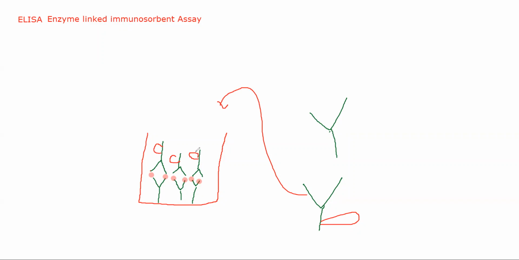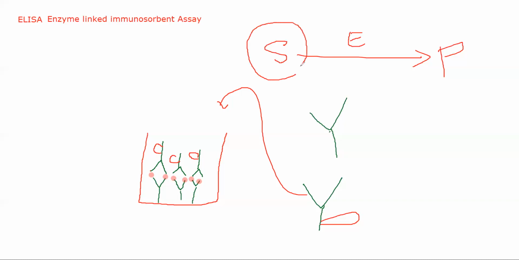Now this enzyme, it will convert a substrate into a product, right? If it is an enzyme, it has to convert a substrate into product. I will take advantage of this reaction. What I will do is I will throw in a little bit of substrate. Once these have attached, I will wash so that the excessive amount of antibodies have been removed, and after that I will drop in the substrate.